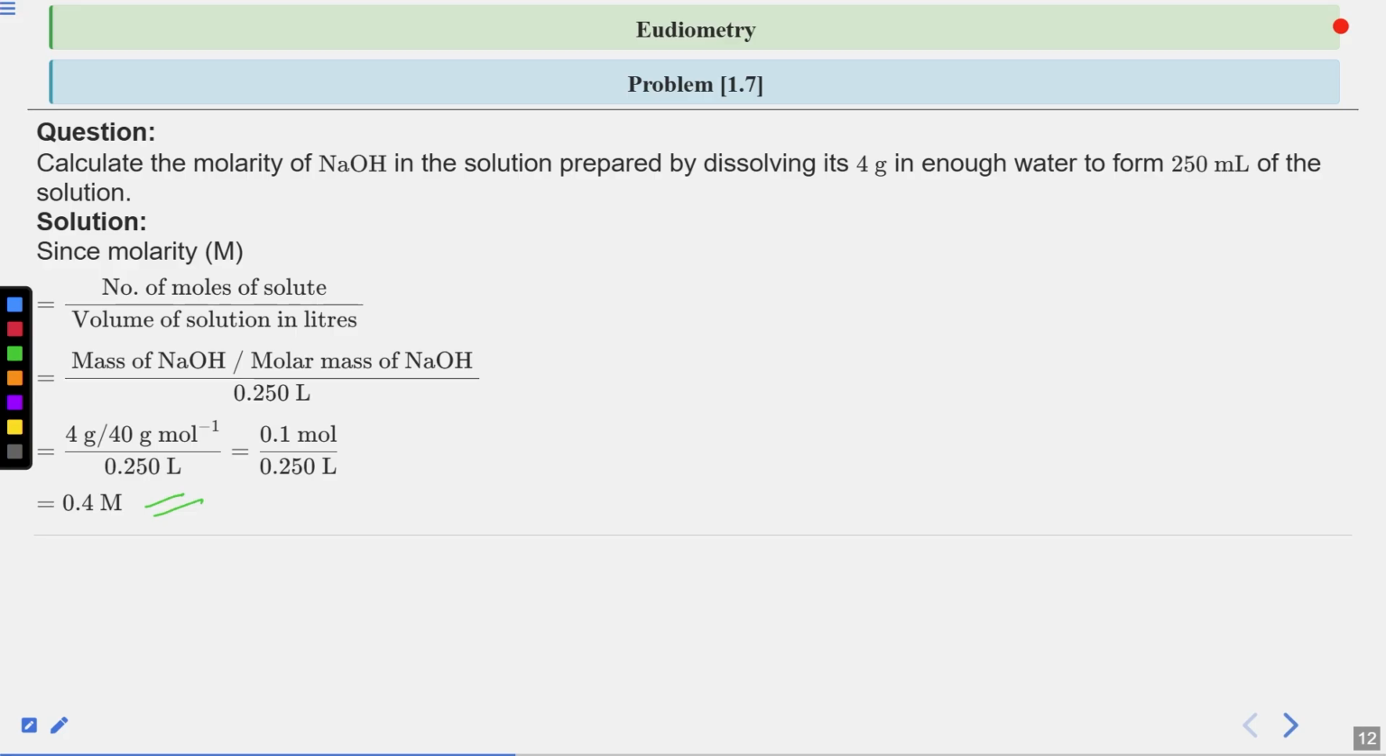So again, I am repeating it. To calculate the molarity, we take the number of moles of solute divided by the volume of solution in liter. Number of moles can be calculated using the formula given mass by molar mass. So the given mass of NaOH is 4 gram and the molar mass of NaOH is 40 gram per mole. Divide by the volume of the solution, which should be in liter. So 250 converted to liter will give you 0.250. Just divide by 1000 to get the volume in liter. Finally, you will get 0.4 molar. Okay.